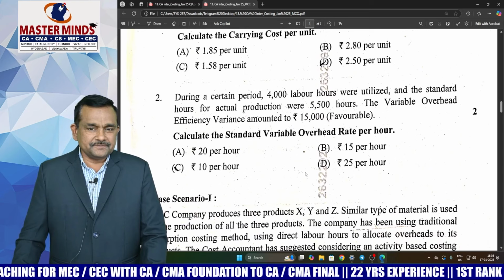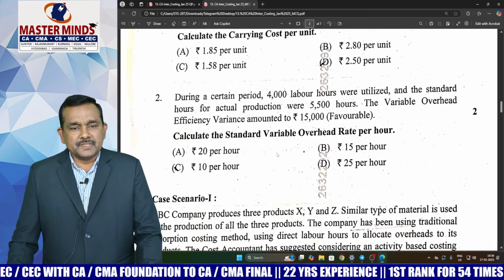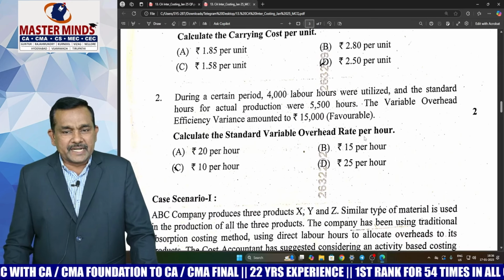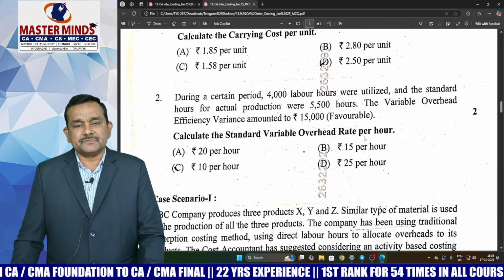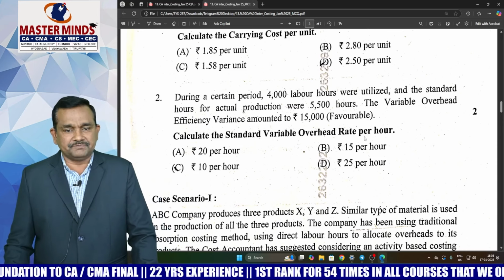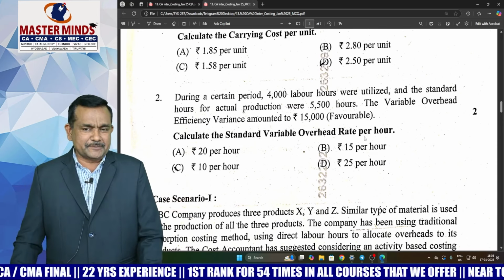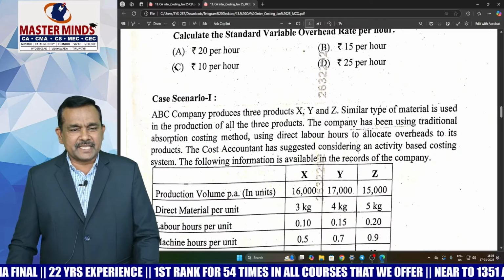Second question, sir. This is standard costing. So here, standard variable overhead rate per hour. That means budgeted variable overhead cost divided by budgeted hours. Then simply we get the standard variable overhead rate. Dead easy. Next, case scenario question, sir.